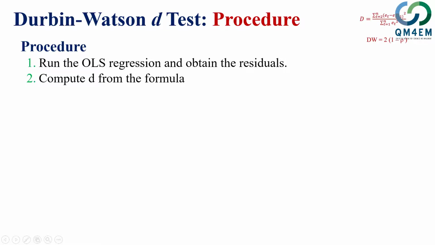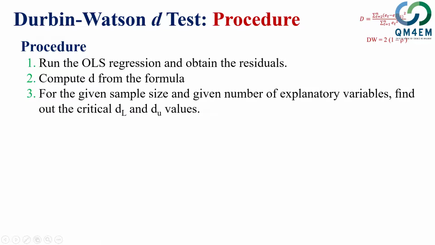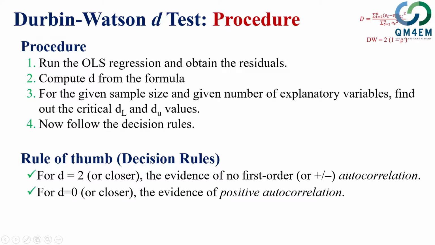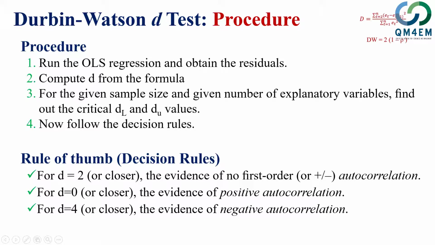So we do that. Then we calculate the upper and lower bounds for the given number of sample observations and explanatory variables. We look at the dL and dU. We define the critical region and we follow the following rules. If d is equal to 2 or close to 2, there is no evidence of positive or negative autocorrelation. If d is 0 or close to 0, we have a positive autocorrelation. If d is 4 or close to 4, that's the evidence of a negative autocorrelation.